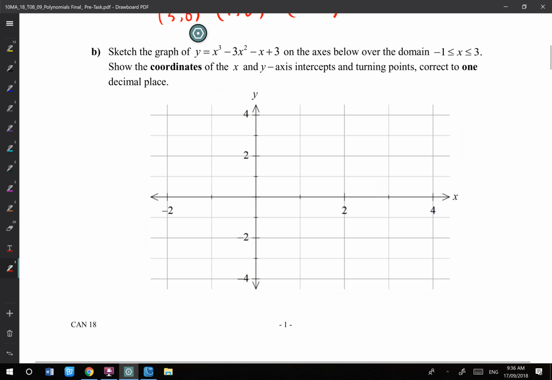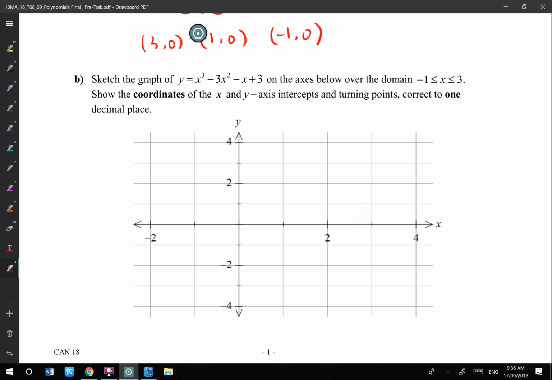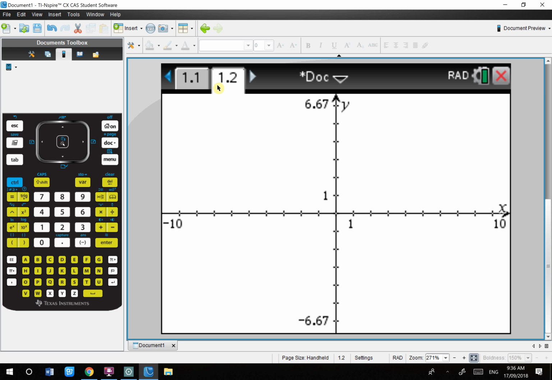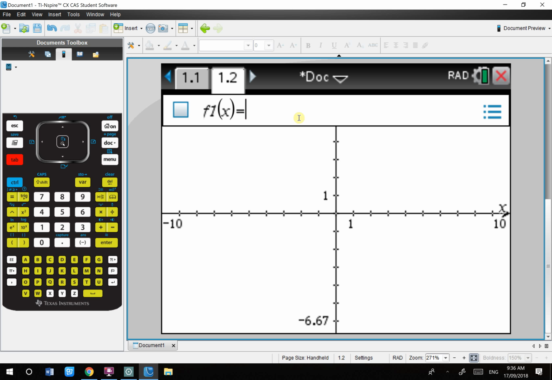Okay, to sketch the graph over the domain x in between -1 to 3 inclusive, let's go to the graphing page. I'll press that. I want to sketch a function. On the graphing page, do not use the scratch pad. Again, do not use the scratch pad.